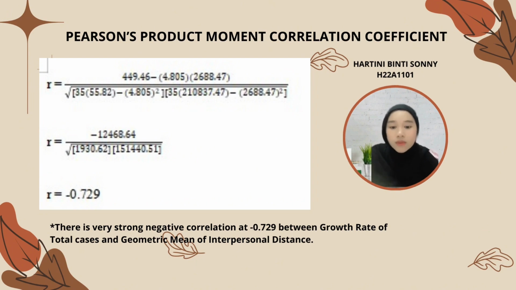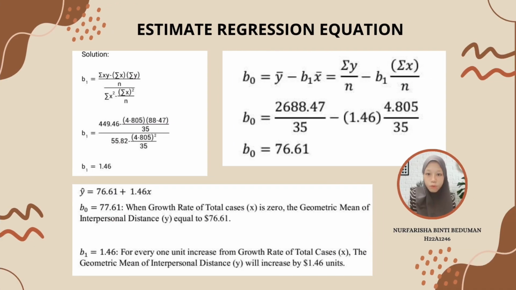Now we move to the regression equation. Based on the data collected, the answer for beta 1 is 1.46 and the answer for beta 0 is 76.61. So, the objective is to establish a relationship between the independent variable and the dependent variable. Our linear equation has beta 0, which we call the intercept, and beta 1, the term that we multiply by x, which we call the coefficient.